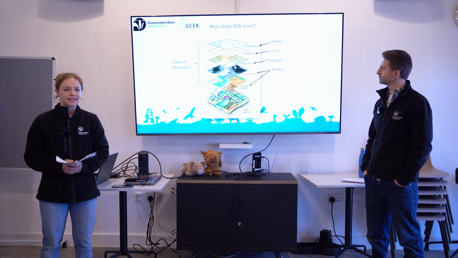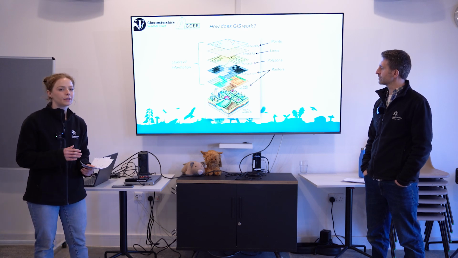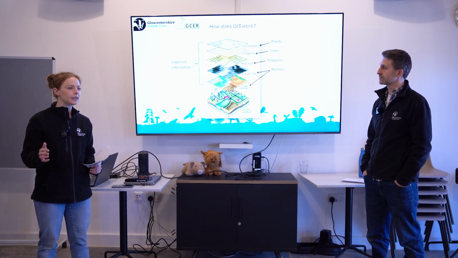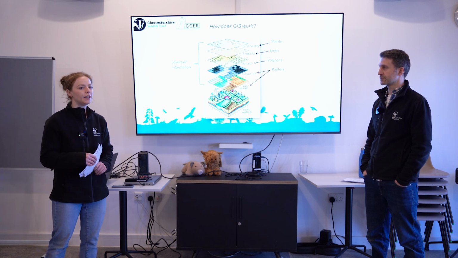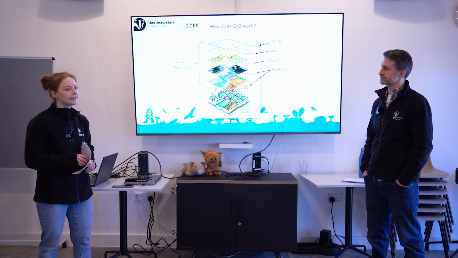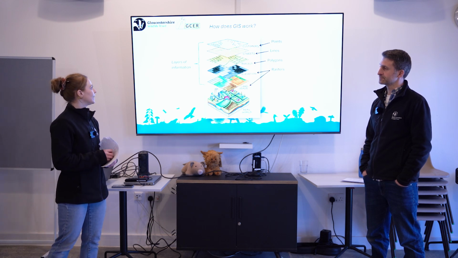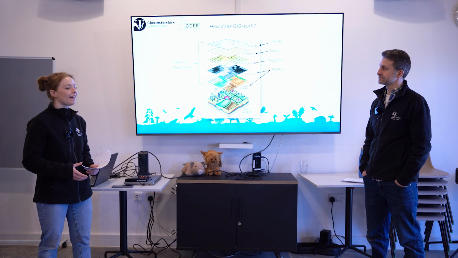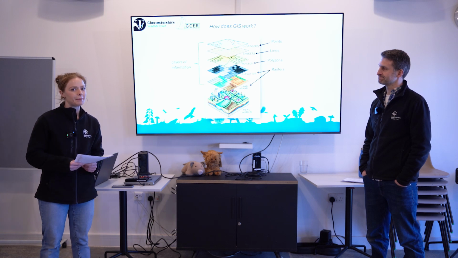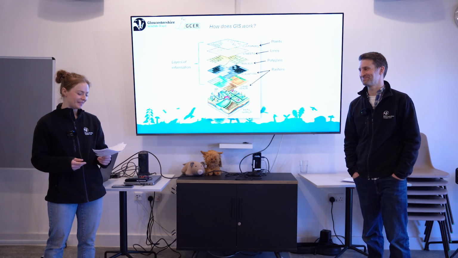We then have raster data, and these are essentially continuous grids made up of pixels which contain numeric data. So these are generally used for things like elevation maps, maybe temperature rainfall maps, that kind of thing. And the number of layers that you can have in your GIS is pretty much unlimited. It really depends on your computer power and storage that you have.